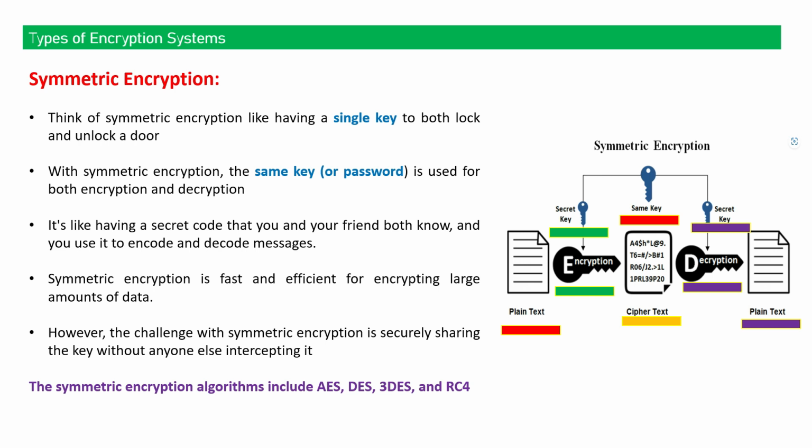So when we talk about communication over the public internet in SSL, in symmetric encryption we will have the same key, or you can say the same kind of password, which is used for the encryption and decryption of the data. It's like having a secret code that you and your friend both know, and you use it to encode and decode messages. It is an example of a secret code that has been shared between you and your friend, and you both know the meaning of that particular secret code.